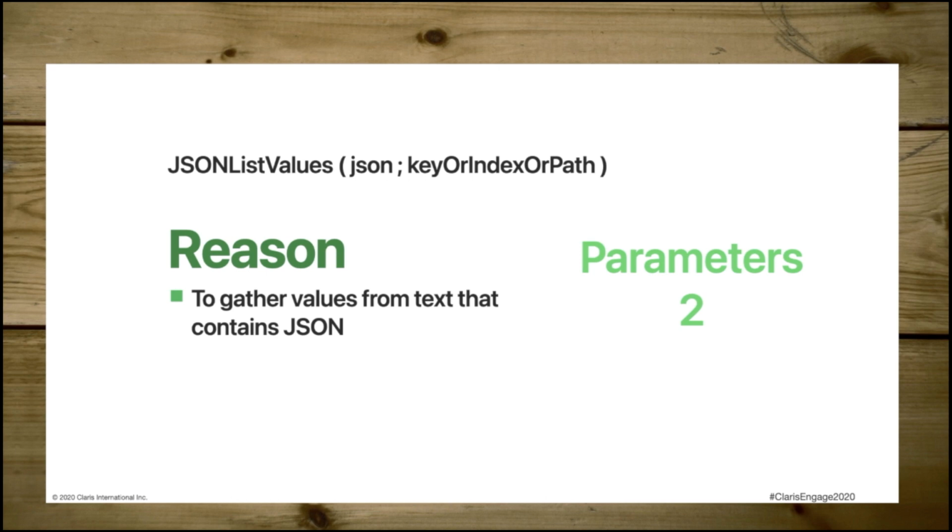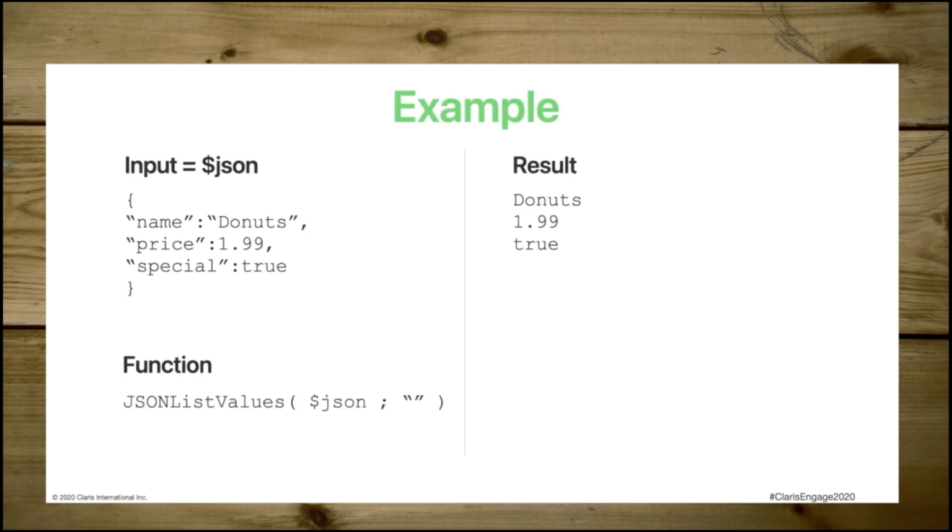We have JSON that we want to process, but all we care about is getting the values from it. One way to do that is using the function JSON list values. The way the variables work in passing to it is similar to JSON list keys. You can see an example, we have the input of the three name value pairs. In JSON list keys, the result would be name, price, and special, but instead here it's donuts, 199, and true. And the second parameter here, again, is empty quotes because we're basically dealing with the first level.